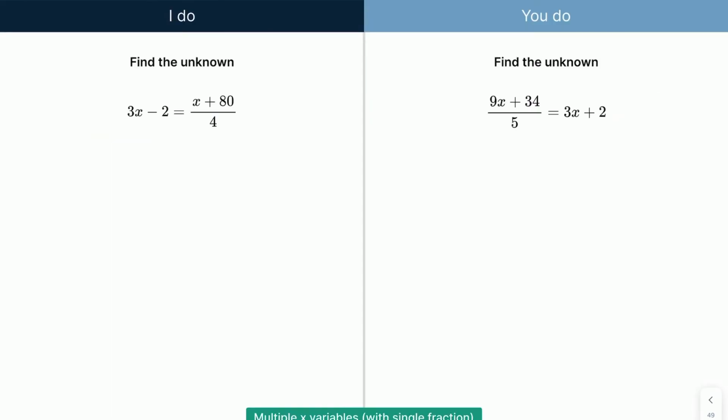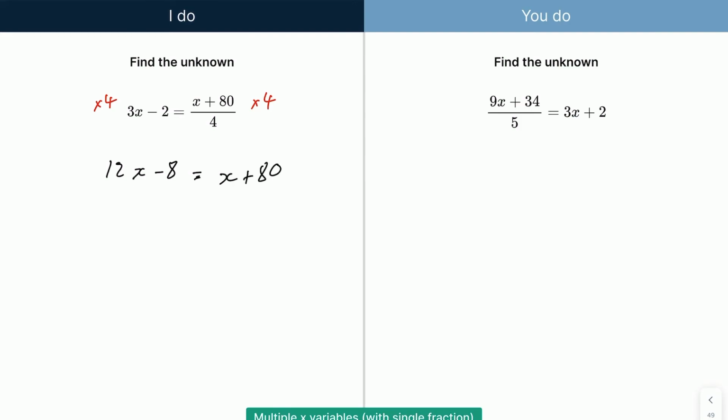Now moving on. So we've got multiple x variables with a fraction now. Again, the question is always, how can I make my life as easy as possible? So looking at this, I want to get rid of that straight away. So I'm going to multiply each side by 4. It will make my life a lot easier. So this becomes 12x minus 8. When I multiply this side by 4, by the way, you're multiplying this whole thing by 4. That and that. And on this side, the 4's just cancel out, so that's x plus 80.